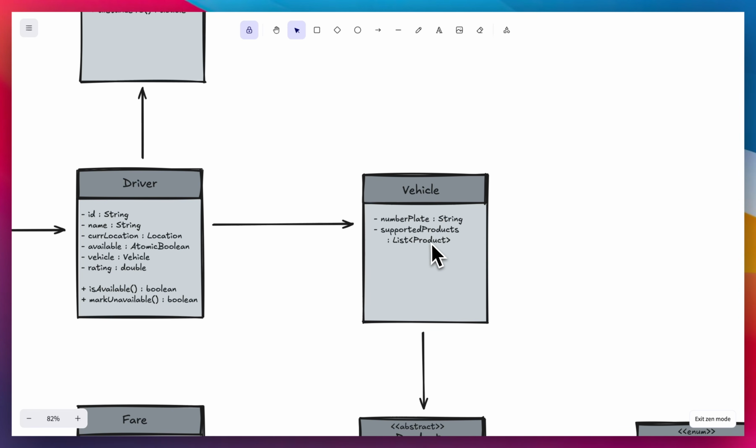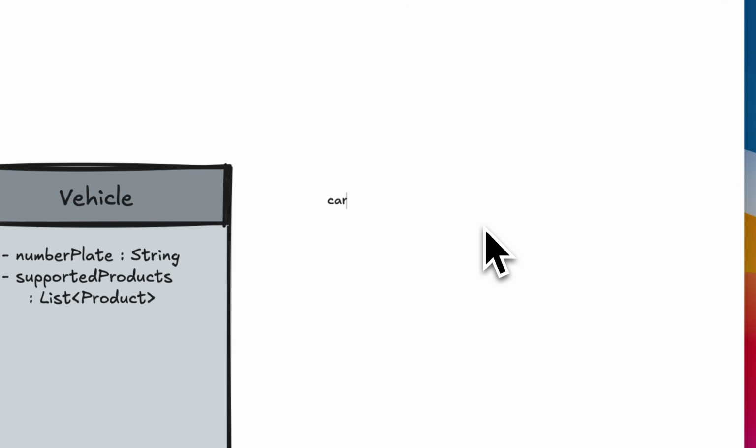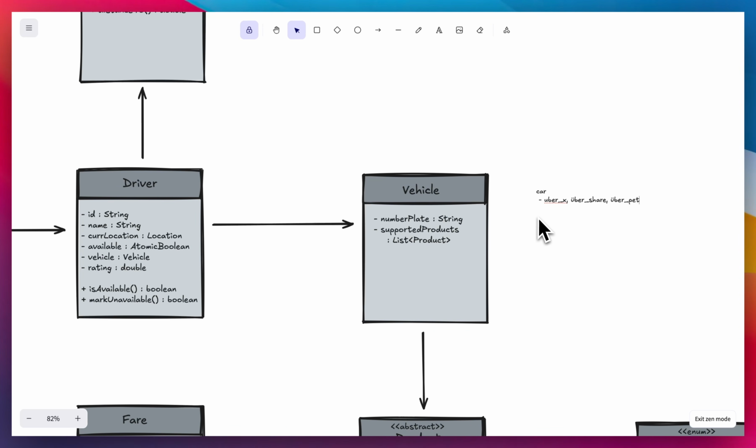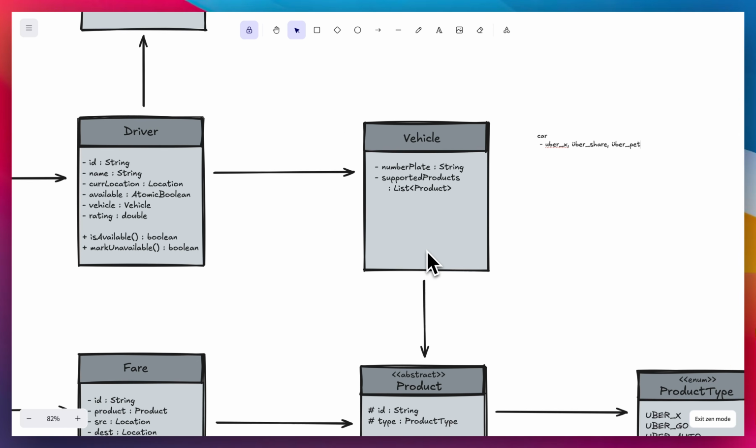Why a list of supported products? So for example, let's say there is a driver who has a car. It can be any car, but that driver can use that car for various Uber products. For example, Uber X, then Uber Share, then Uber Pet, etc. So these are the various products for which the same vehicle can be used, right? So that's the reason why one vehicle will have a list of products.